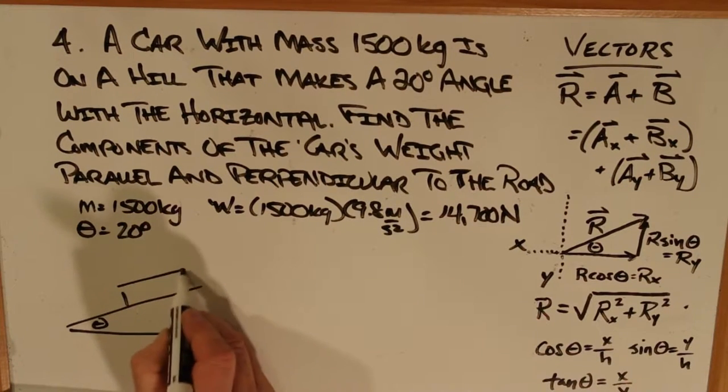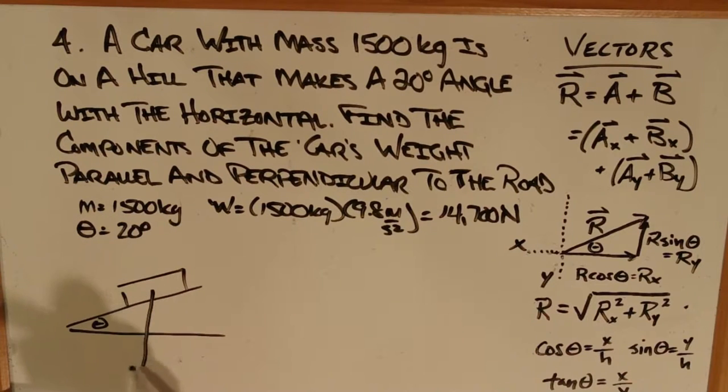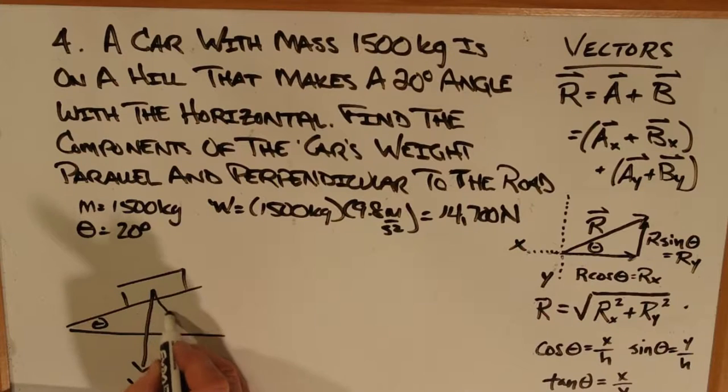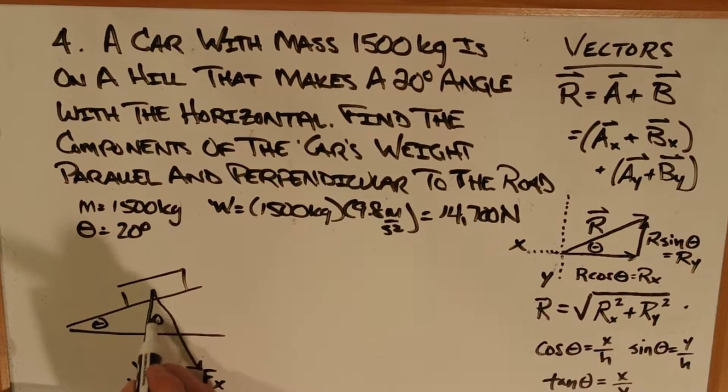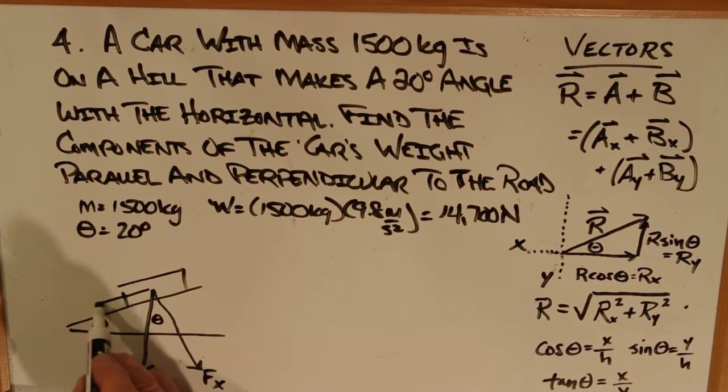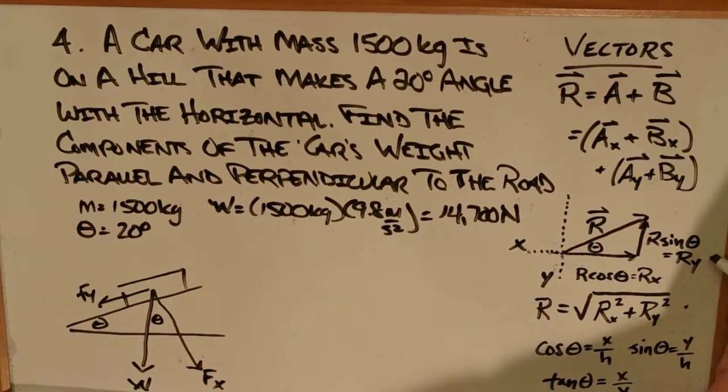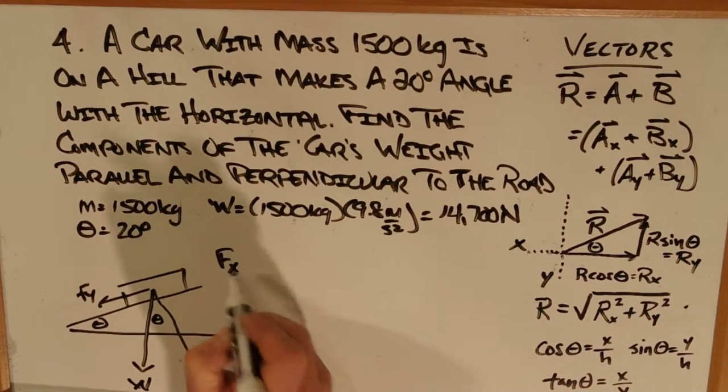We know that theta is an angle of 20 degrees. The weight is directed towards the center of the earth. And that force, the weight, can be broken down into two components. In the x direction, perpendicular to the road or the ramp that the car is on, and the y component will be parallel to the ramp or the road.